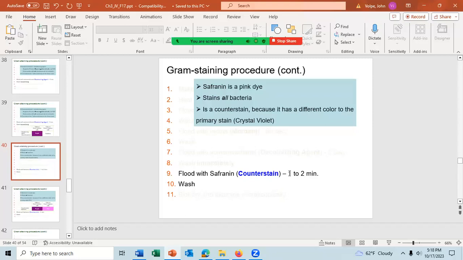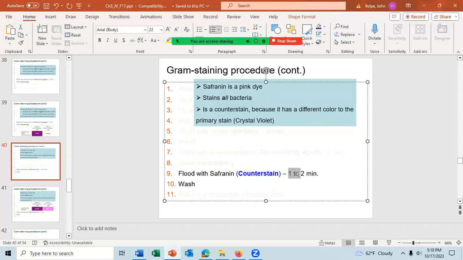And you'll note that with my procedure, if you say, I just flood the slide all the time with 1 minute, except for the decolorizing step, then the procedure is simple to remember and carry out. After 1 to 2 minutes, you then dump the safranin off and then wash it gently with cold water. Any questions about any of that?